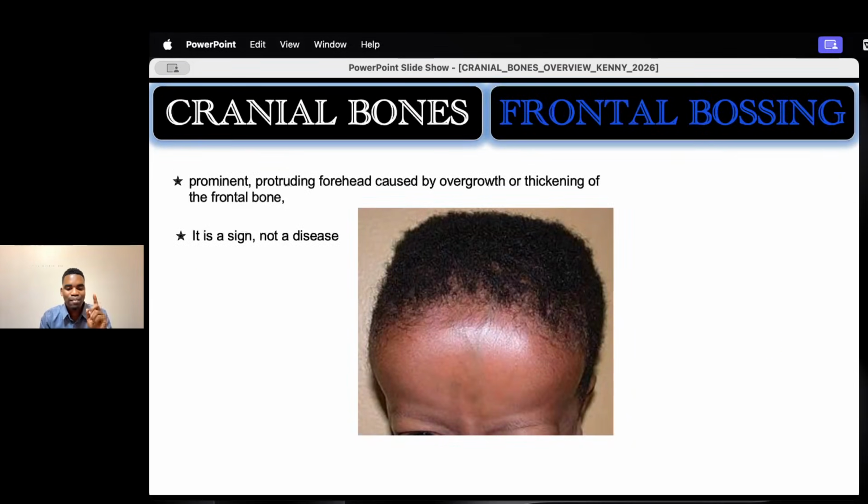We have a very, very important thing which is called frontal bossing. Frontal bossing is a prominent, protruding forehead, which is mainly due to overgrowth of the frontal bone, or sometimes overthickening of the frontal bone. This is a clinical sign, and it's not a disease. It's a clinical sign, it's not a disease. It can be related to some other diseases, like congenital malformations and some other endocrinological diseases, like diseases of hormones.